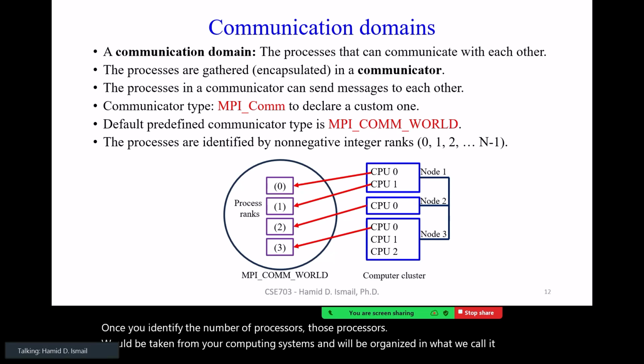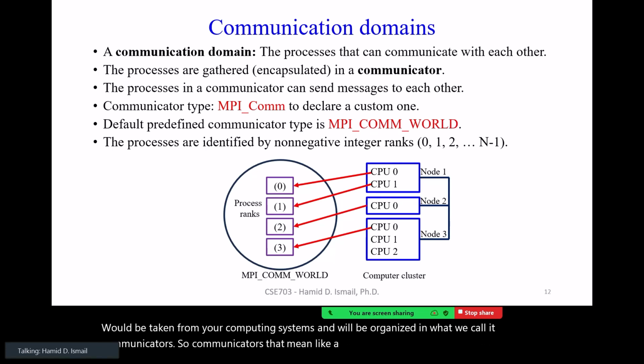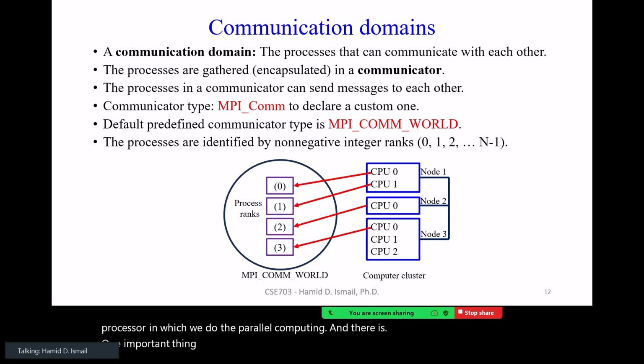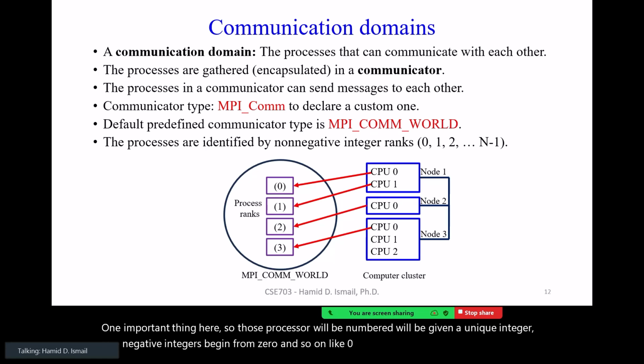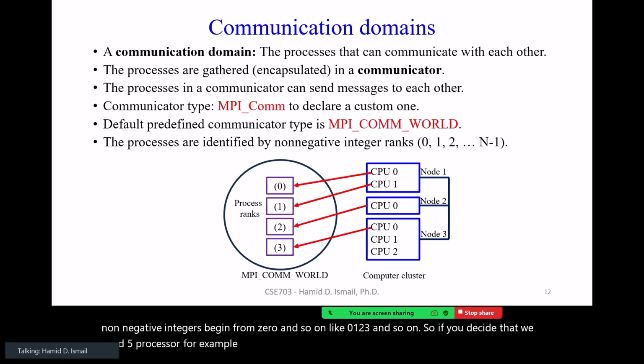So communicators are like a capsule, and that capsule includes the processors in which we will do the parallel computing. And there is one important thing here. Those processors will be numbered, each given a unique non-negative integer beginning from 0 and so on, like 0, 1, 2, 3. So if you decide that you need 5 processors, for example, the numbers will be from 0 to 4.